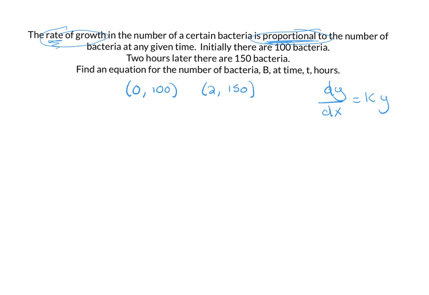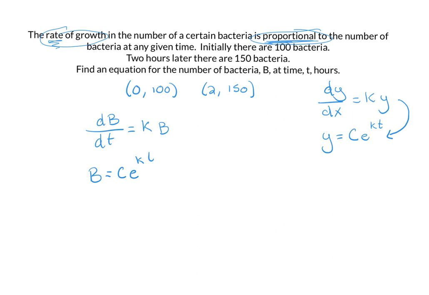So we know, let's change this. We've got dB over dt is equal to k times B. So that's the differential equation. So that means your answer will be in this form. So B equals c e to the kt. And then let's see what kind of information we have. Let's see, we know c is 100 because that's the initial amount. And then we don't know k, but we know a t and we know a B. So let's plug all that in.